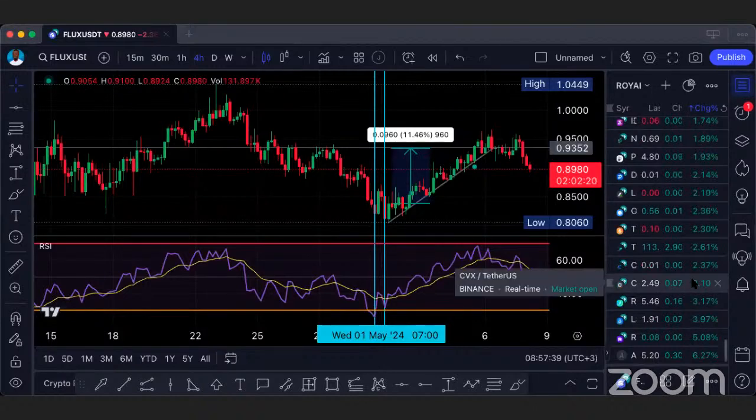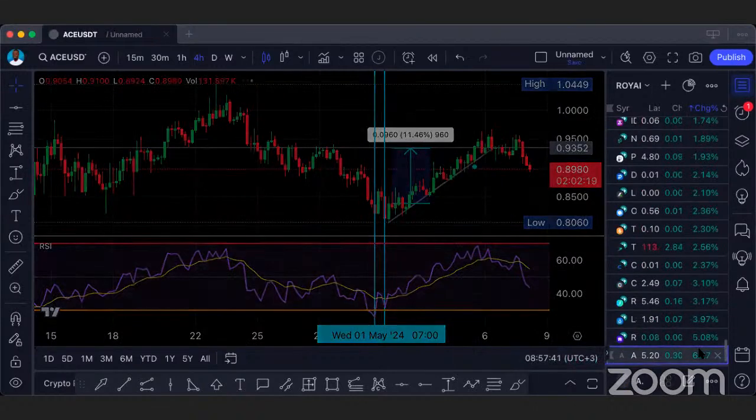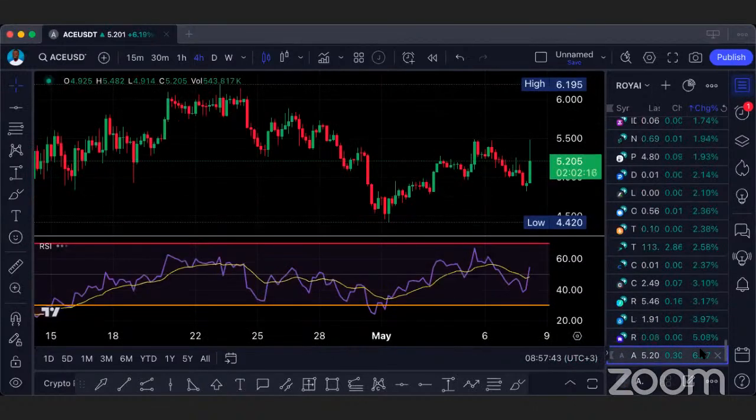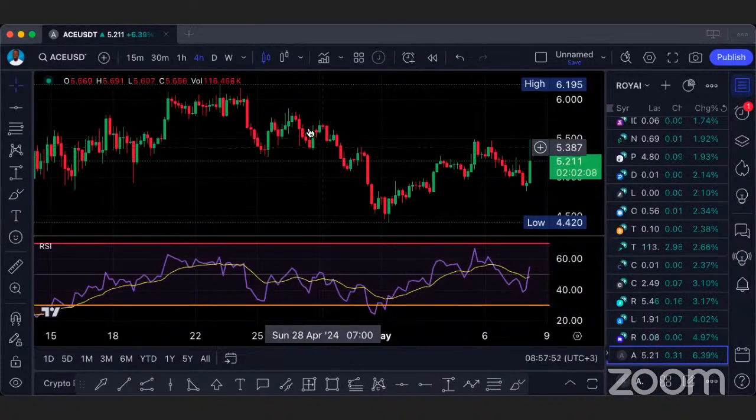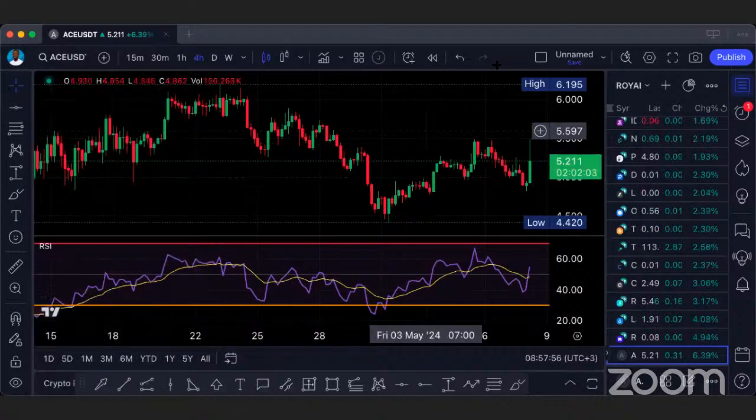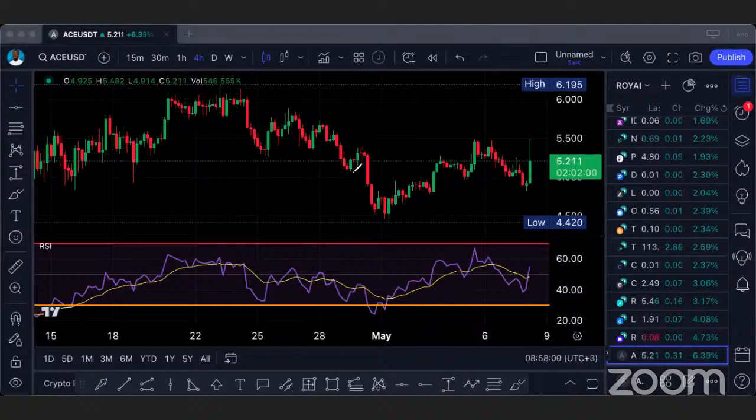I think someone is able to understand divergences. Can we look at Akin here? You know, divergences are very easy to spot.